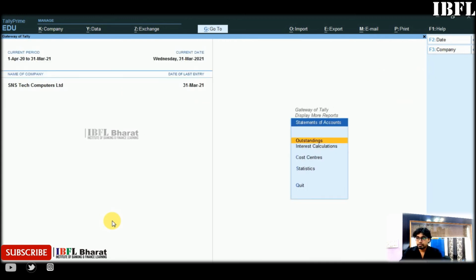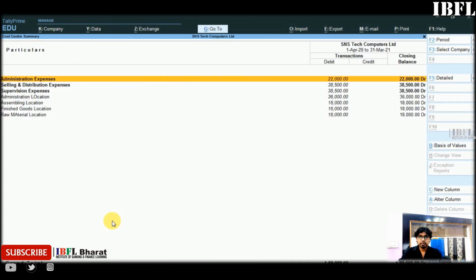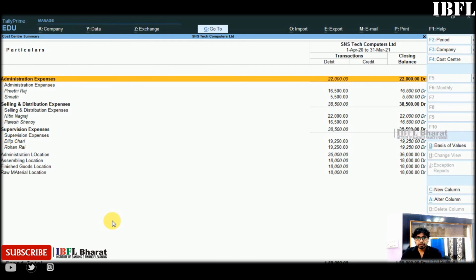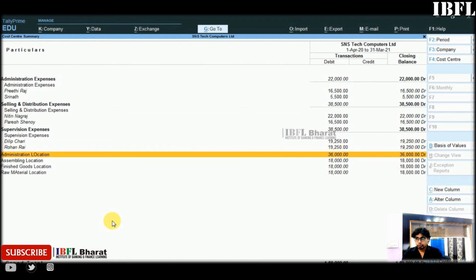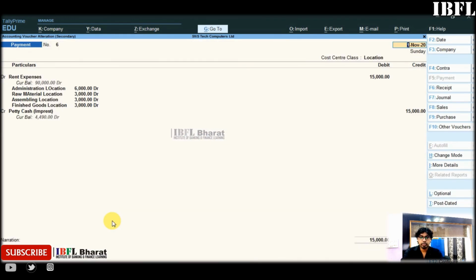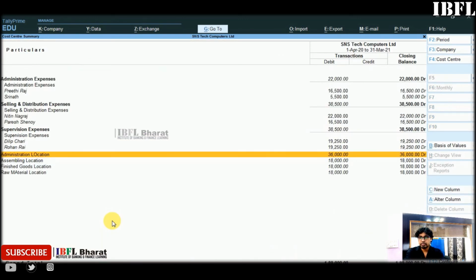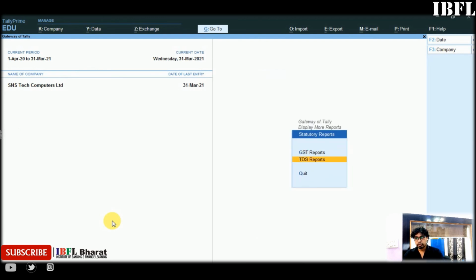Okay. After this we are going to our cost centre details, in which the cost centre summary shows how much salary we had paid, how much rent we had paid, and according to location, how much rent is being paid. These details we can see here also. And now we are going to our statutory reports. In statutory reports, there is a TDS report and a GST report also.